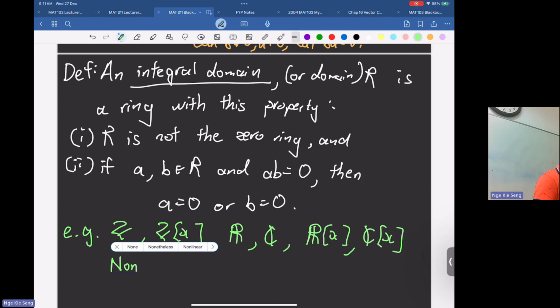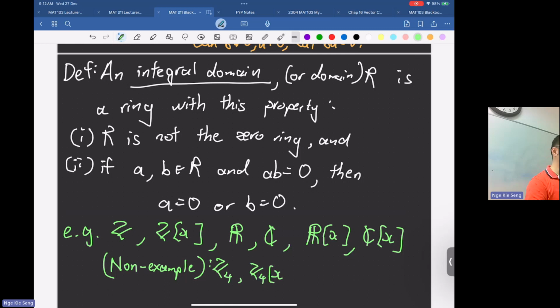Non-examples? Just now I gave you Z4. If Z4 is not an integral domain, then the polynomial ring over it is also not an integral domain, because Z4 behaves as the constant polynomials. Any question about integral domains?